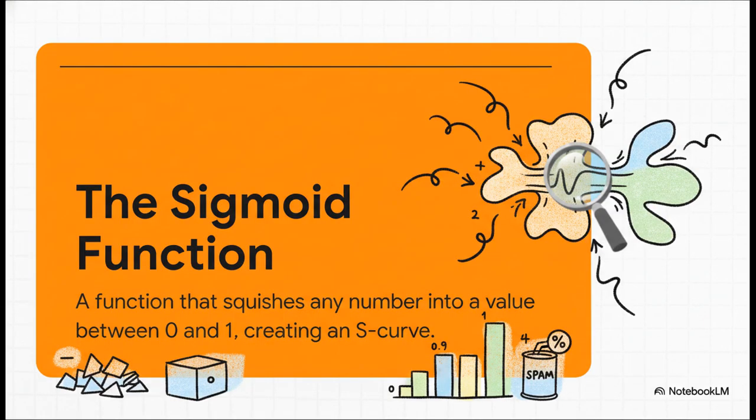And that new shape is called the sigmoid function. It's brilliant. No matter what number you put into this thing, a huge positive number, a big negative number, anything, it always squishes the output into a value somewhere between 0 and 1. And this is perfect because now we can think of the output as a probability. So if the model spits out 0.9, it doesn't mean 0.9 spam, it means there's a 90% chance that this email is spam.